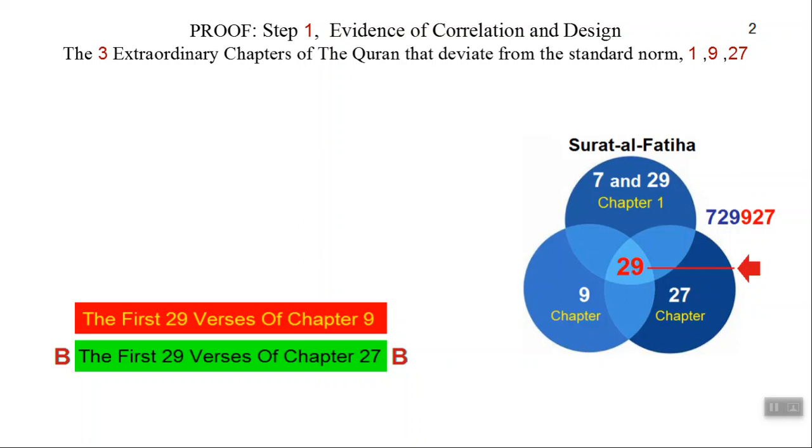we begin with the 3 extraordinary chapters of the Quran that deviate from the standard norm. These chapters are chapter 1, chapter 9, and chapter 27. Chapter 27 has 2 Bismillahs. This is in contrast to the standard norm of the Quran that is 1 Bismillah per chapter. Chapter 27 is the only chapter with this extraordinary property out of the 114 chapters of the book.